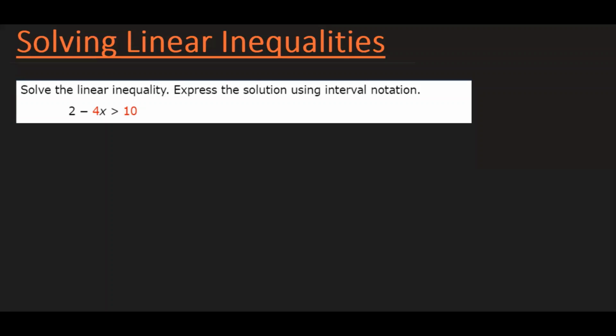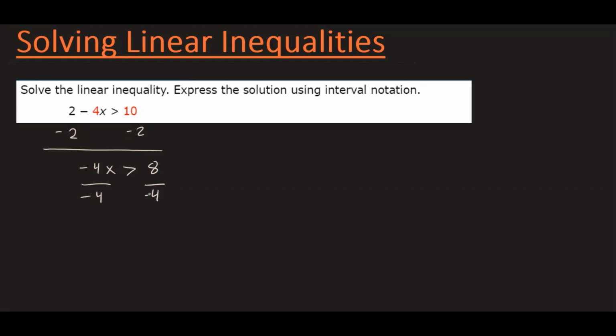Treat inequality just like equations, but there's one rule you have to keep in mind is when you're dividing or multiplying by a negative real number. So to isolate x, I'm going to go ahead and subtract 2 first from both sides. So that would give us negative 4x is greater than 8. And then now I'm going to divide by negative 4 on both sides.